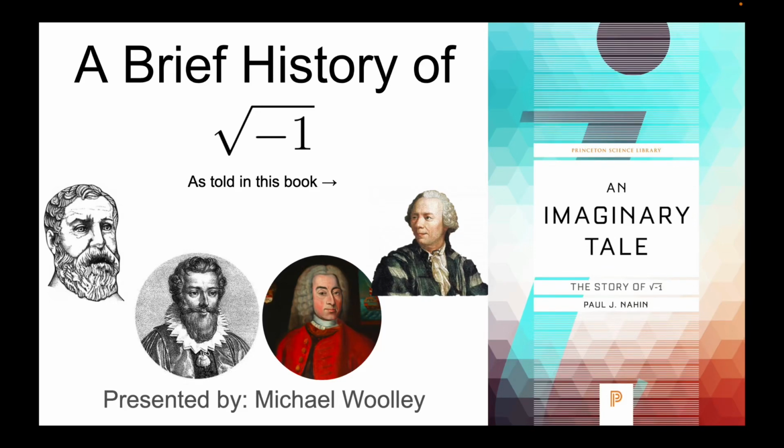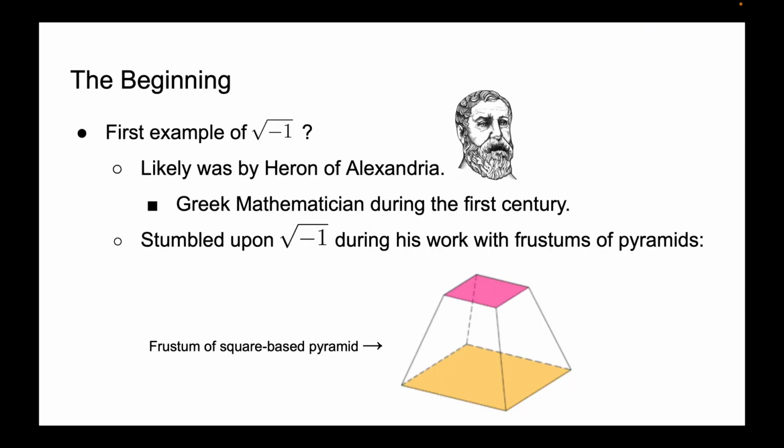I recently read An Imaginary Tale, The Story of the Square Root of Negative 1 by Paul Nahin. And so today I will be giving you a brief history of the square root of negative 1 as told in this book. Now let's start in the beginning. So, what was the first example of the square root of negative 1?